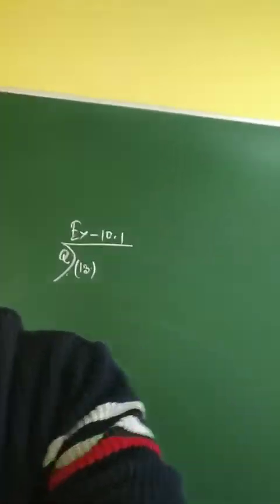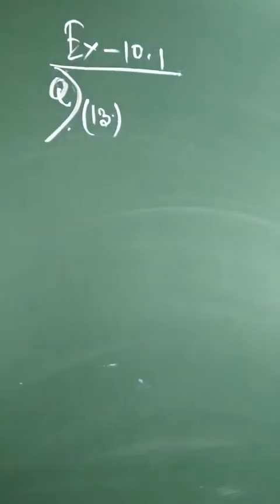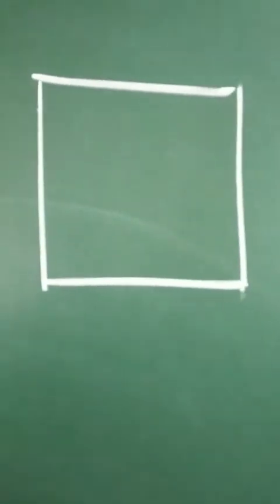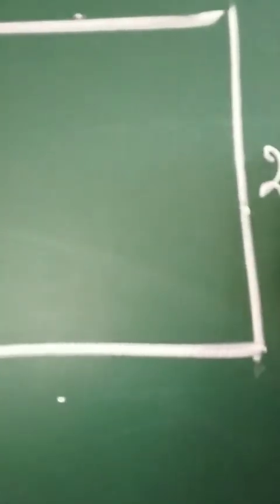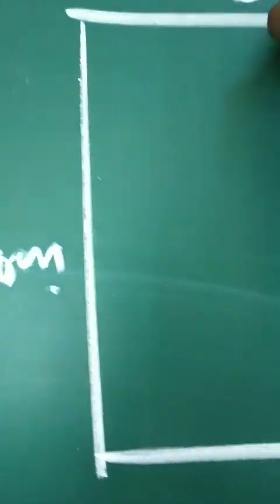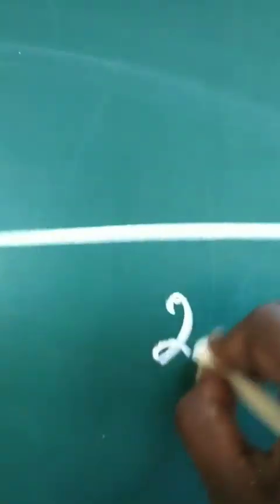Question number 13. It is given: find the cost of fencing a square park. The sides are measuring 250 meter. It's a square park in which all four sides are of equal measure, and the measure of each side is 250 meter. 250 meter, 250 meter, 250 meter, and 250 meter.